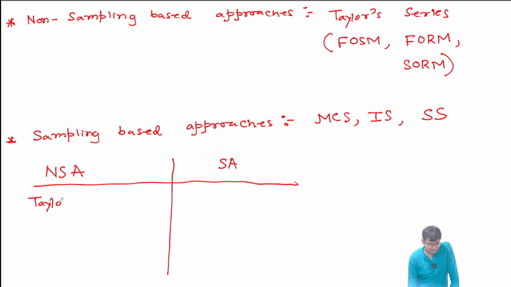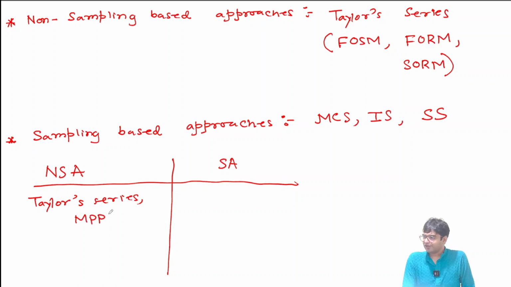And Taylor series based. So, Taylor series and design point, these are the two keywords of non-sampling based approaches, right. So, the two key points will be Taylor series and MPP, right. For sampling based approaches, what will be the highlight? It is based on sampling, obviously the names, law of large number, you can think of that, right. Okay. Law of large number.